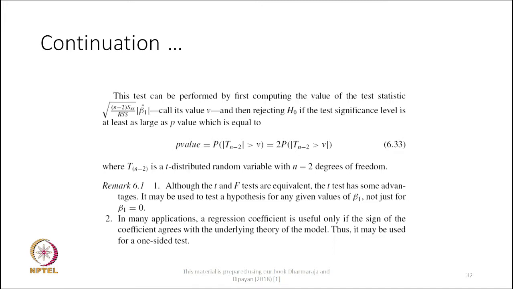In many applications, a regression coefficient is useful only if the sign of the coefficient agrees with the underlying theory of the model. Thus, it may be used for a one-sided test. We have explained it with the two-sided test, so it can be used with the one-sided test also.